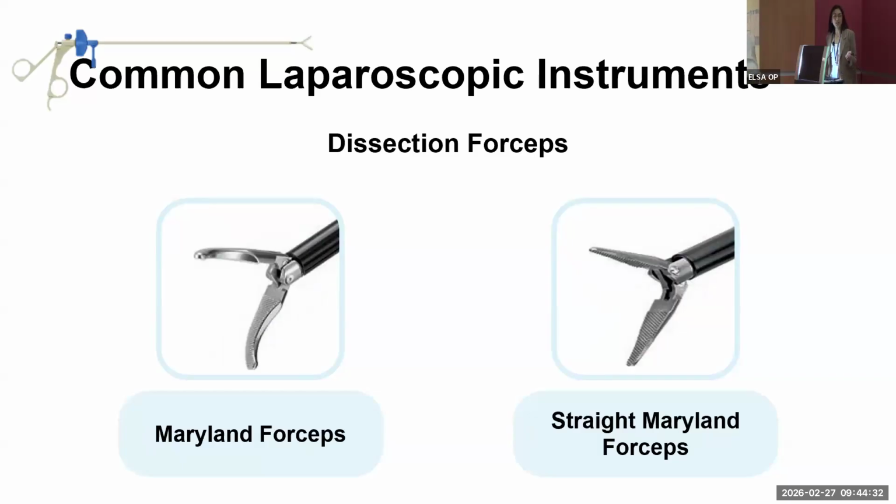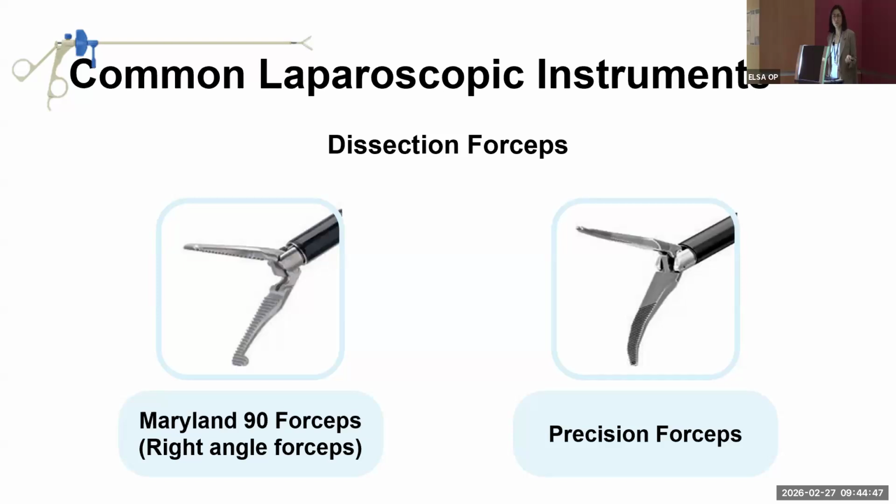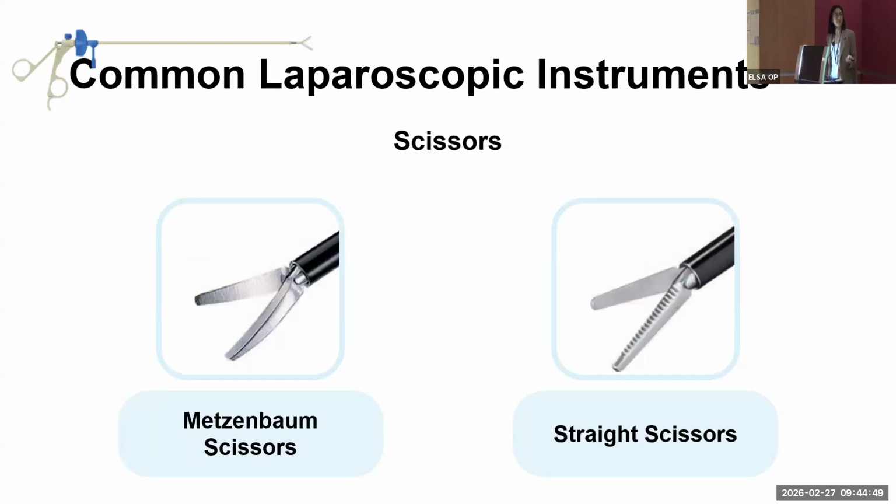So these forceps are like our mosquito and our right angle instruments that we use for open. So we have a Maryland forceps here. This one's angled in a way. And we have a straight one as well, and a 90-degree one. So this is what we use for cholecystectomy as well. We have the scissors, we have a curved one and a straight one.